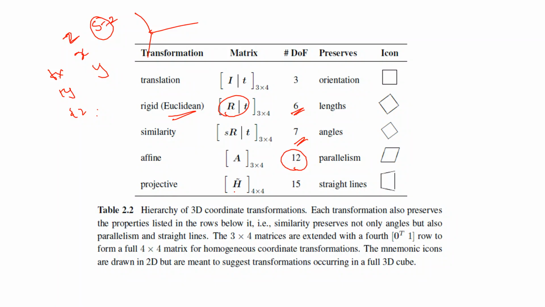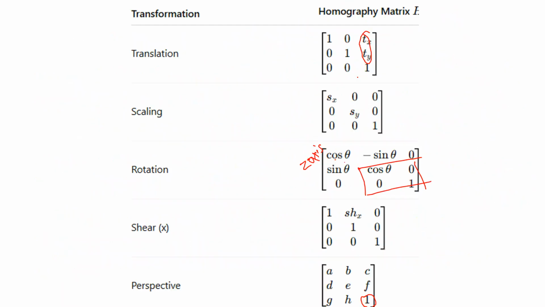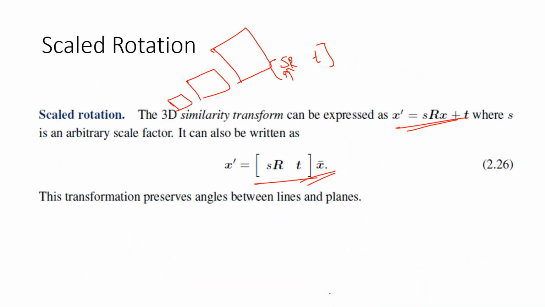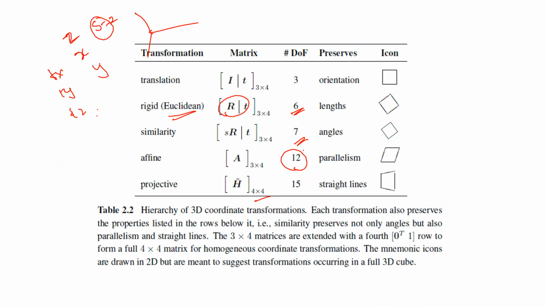In case of projective, it is 4 cross 4 matrix. But you see, the last value will always be a 1. So like this in 2D also we haven't considered this value as a degree of freedom. So remaining values only considered. So here it is a 4 cross 4 matrix. Last element always be 1. So I am going to say the degree of freedom is 15. Thank you.